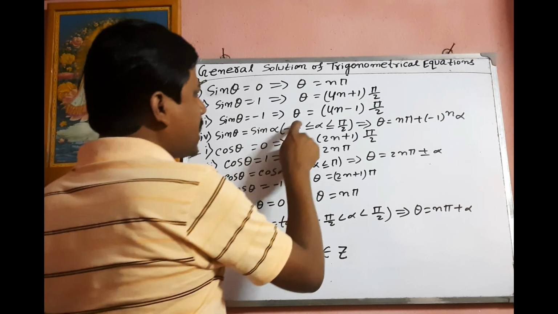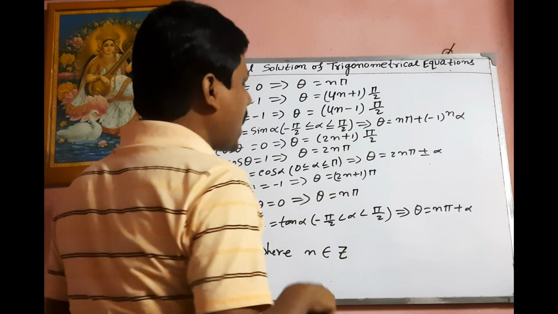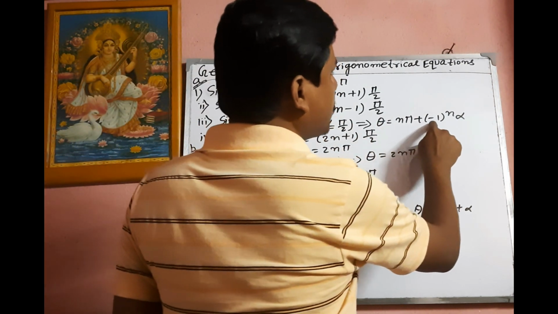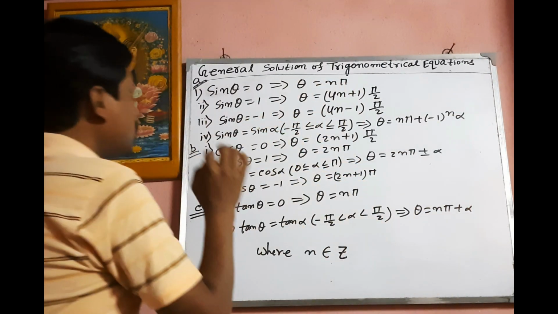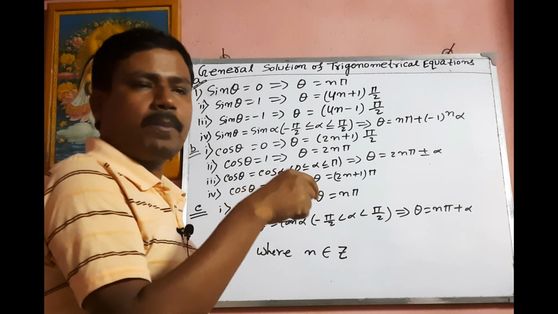Similarly, the fourth formula of sin theta type is sin theta is equal to sin of alpha. The range is minus pi by 2 less than or equal to alpha less than or equal to pi by 2. Then theta is equal to n pi plus minus 1 to the power n times alpha. Now this is the complete sin theta type. Now we move to the cos theta type formula.